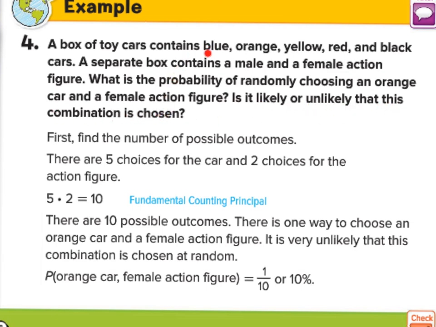Well, mentally, let's look at this, boys and girls. Mentally, we have 1, 2, 3, 4, 5 times 2. That's 10 possibilities. What is the probability of choosing a female and orange? That's only one combination out of the 10. So there are 10 possible outcomes. There is one way to choose an orange car and a female action figure. It is very unlikely that this combination is chosen at random, because we have 1/10 or about 10%. So yes, unlikely.